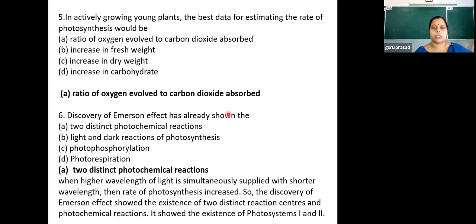Clear? Next. In actively growing young plants, the best data for estimating the rate of photosynthesis would be the ratio of oxygen evolved to carbon dioxide absorbed, increase in fresh weight, increase in dry weight, or increase in carbohydrate. Of course, increase in fresh weight and dry weight relate to the growth concept, not the photosynthesis concept. But apart from that, the ratio of oxygen evolved to carbon dioxide absorbed is the most suitable data to estimate the rate of photosynthesis. So the correct option here is option A, the rate of oxygen evolved to carbon dioxide absorbed, for question number 5.